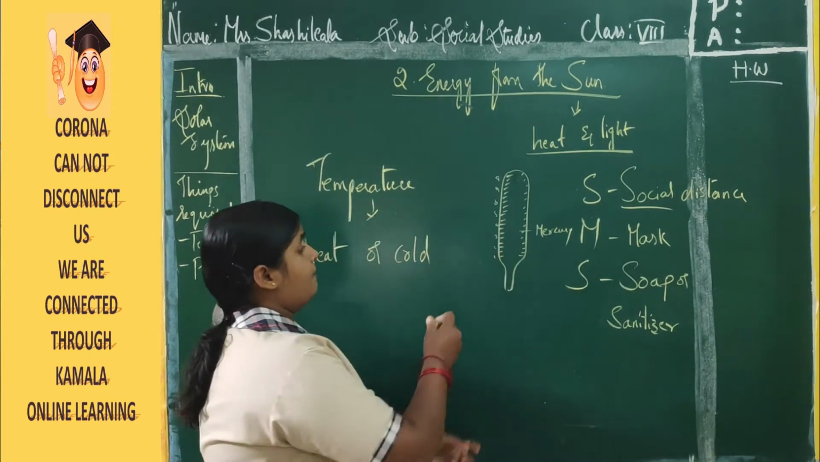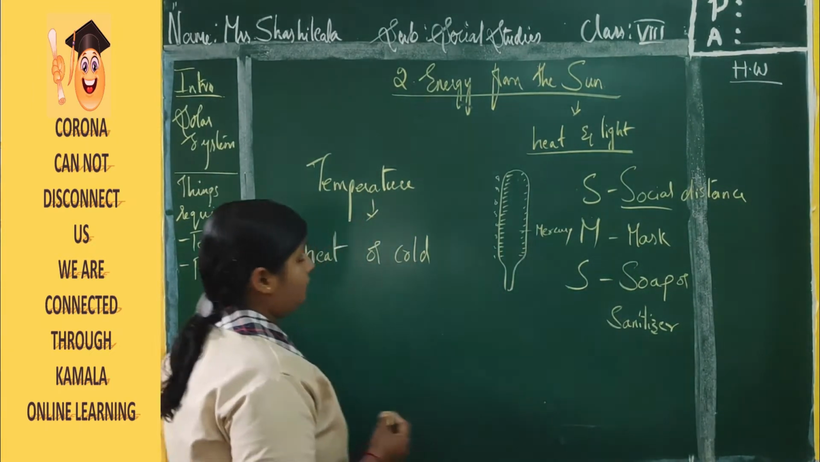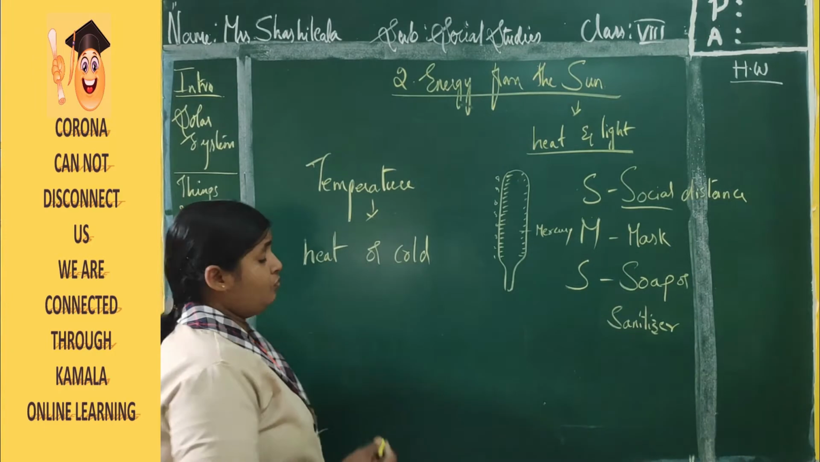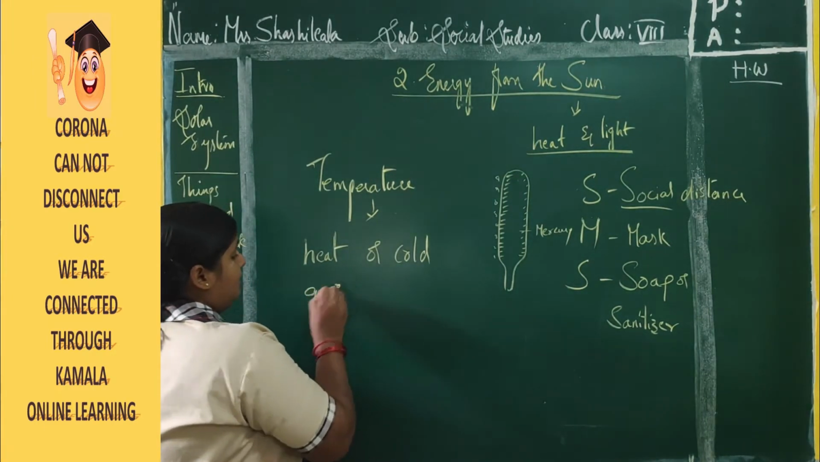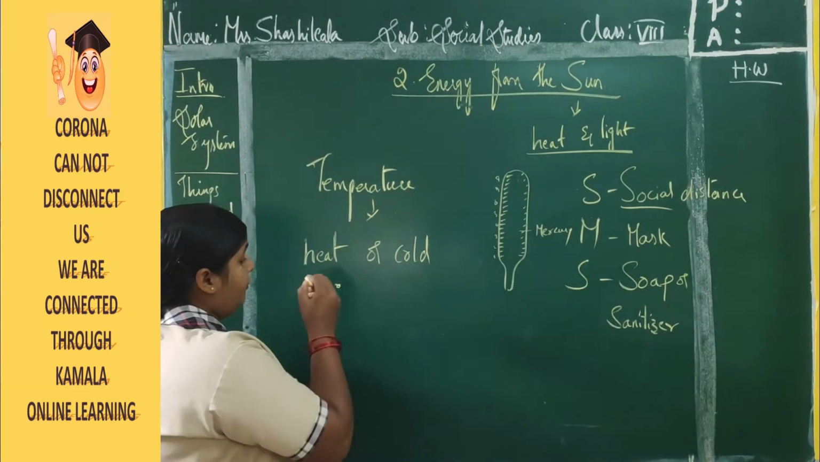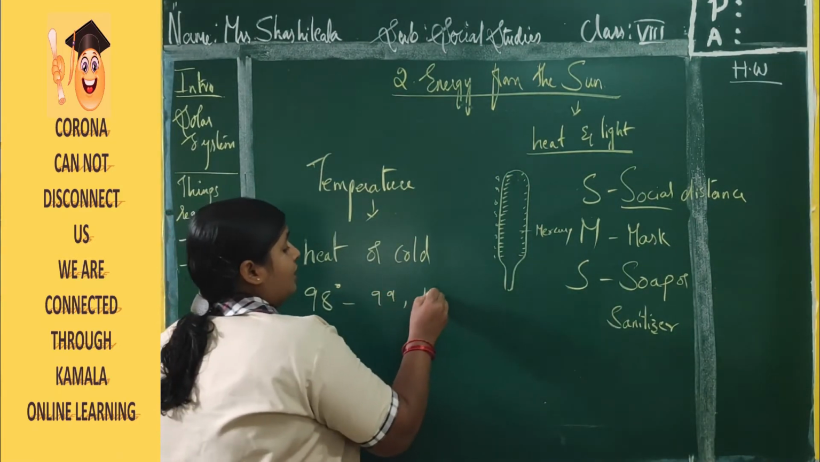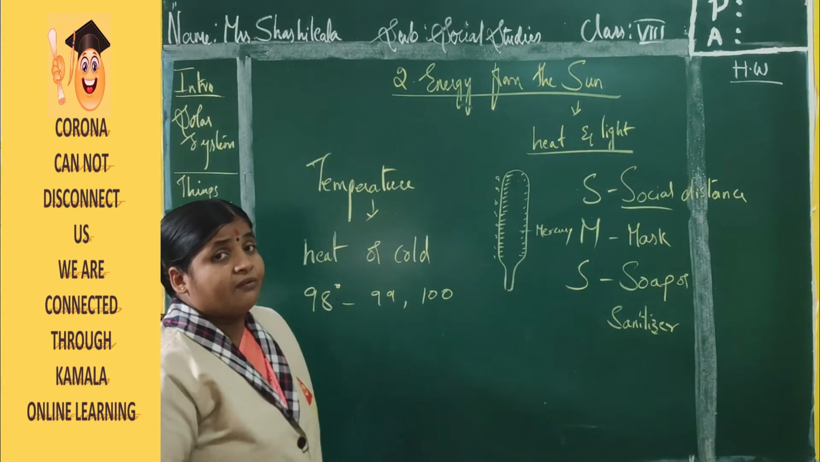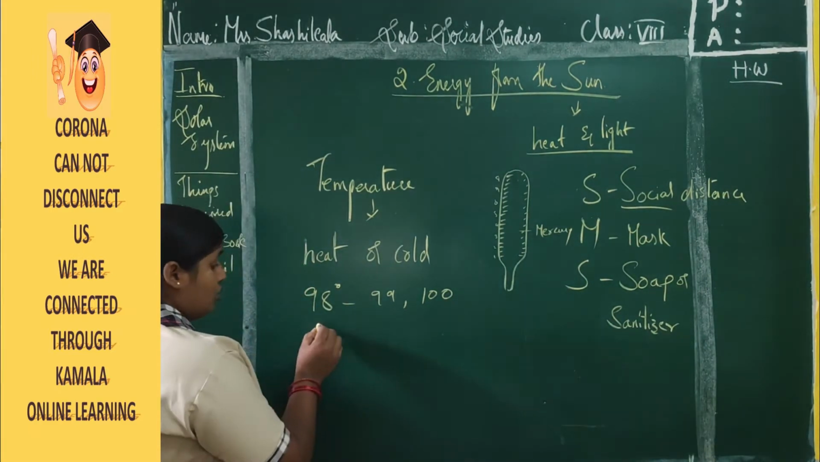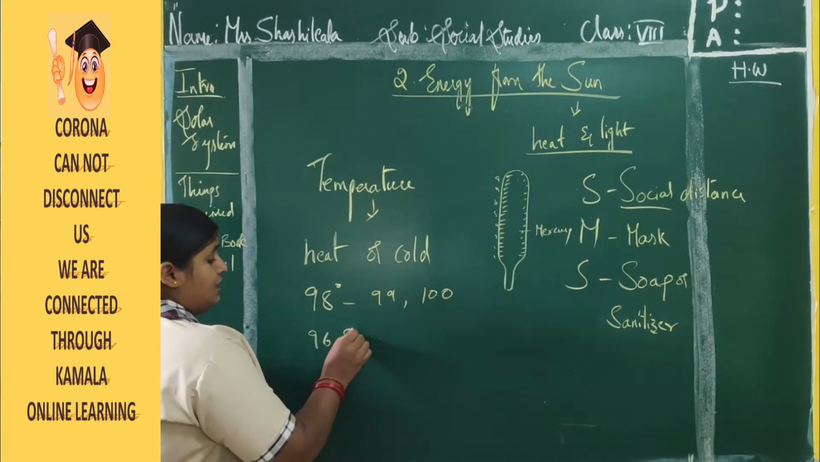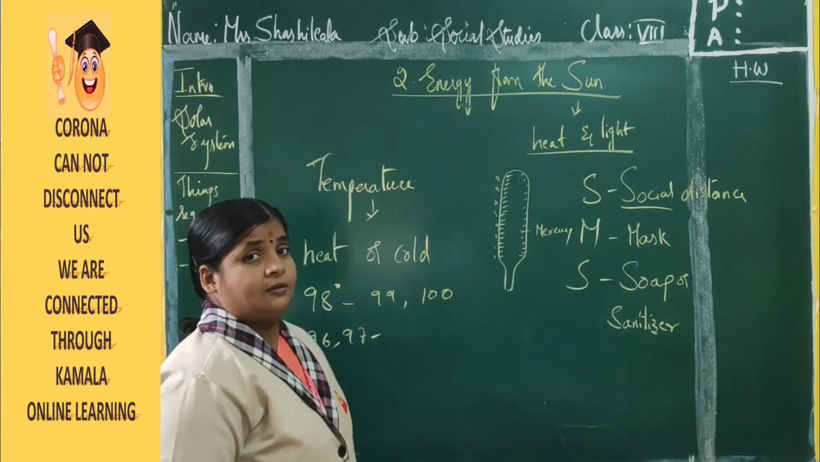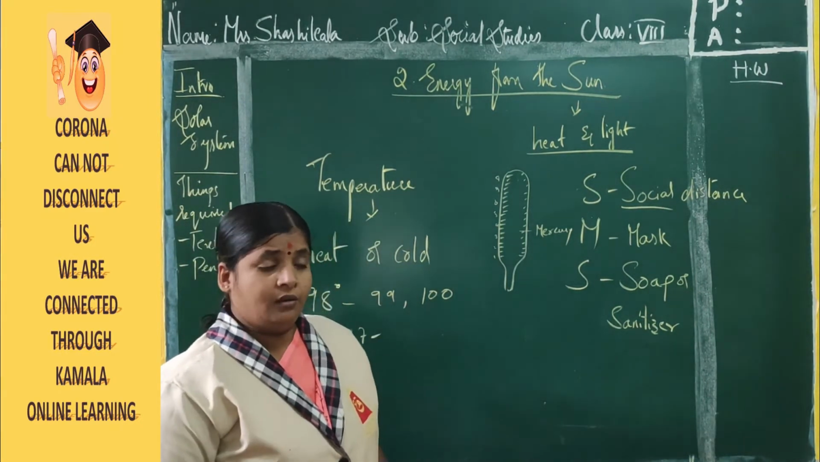Now, normally the temperature of a normal person will be 98 degrees. Right? If it is more than 98 degrees, like 99 or 100, then we are having a fever. If it is 96 or 97, it means our temperature is normal. We don't have any fever.